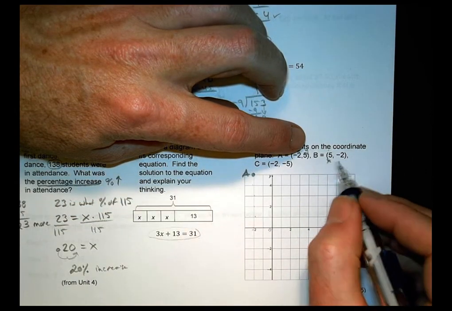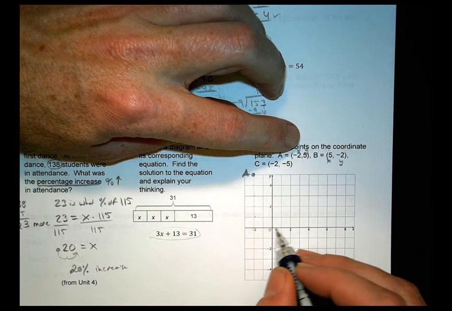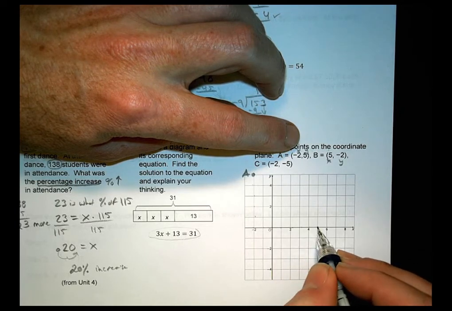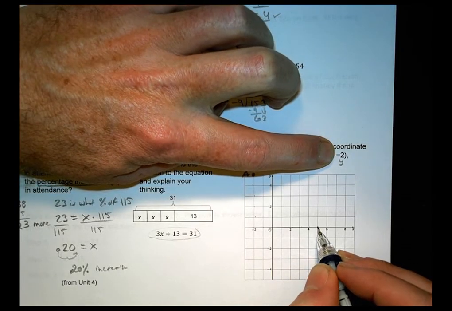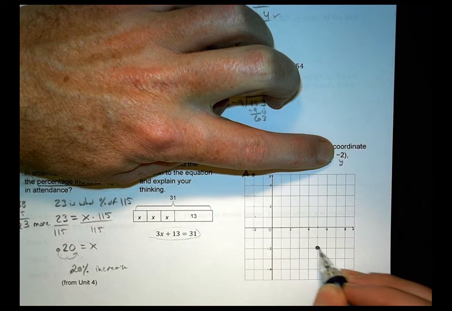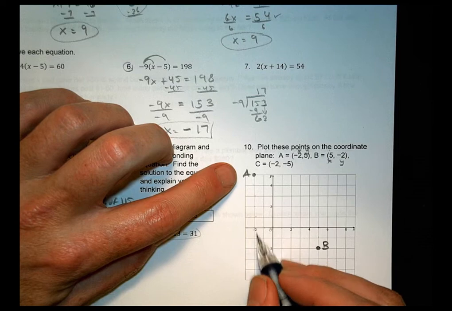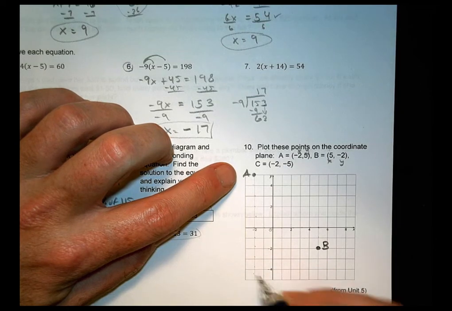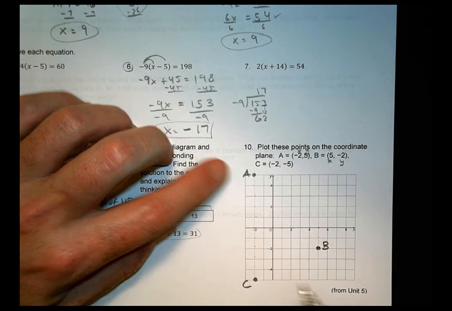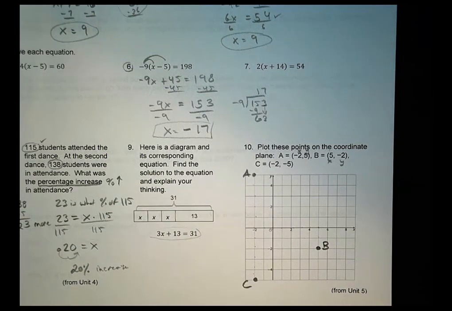B, here's my x, here's my y. X is at 5. 1, 2, 3, 4, 5. And we're going to go down 2, -2. 1, 2. So there's B. And C, it's over 2, -2, and down 1, 2, 3, 4, 5. And there's C. So that's where our values are going to be in the coordinate plane.